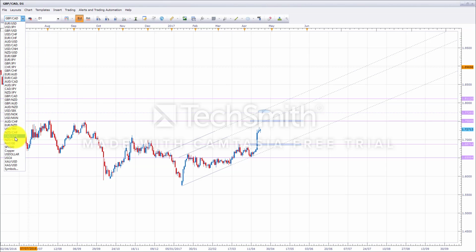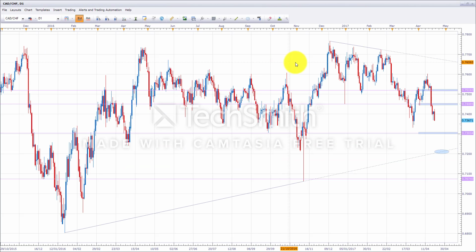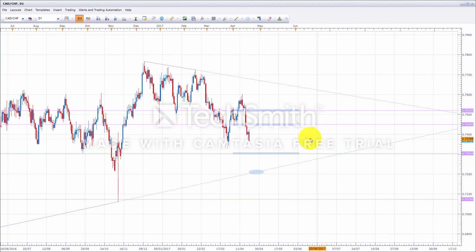The next pair I'd like to look at is the CAD Franc. Now again, with CAD weakness next week, CAD Franc looks like it could provide a nice opportunity. You can see that it did actually break down below this area of support, which is 0.7449.